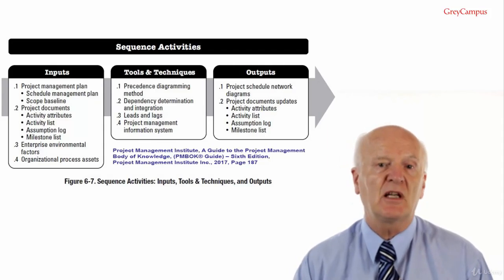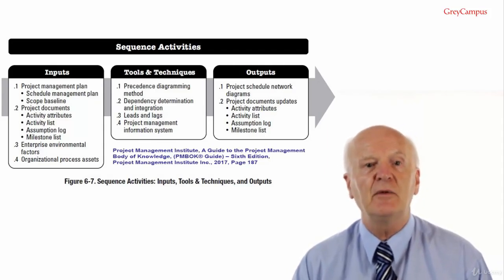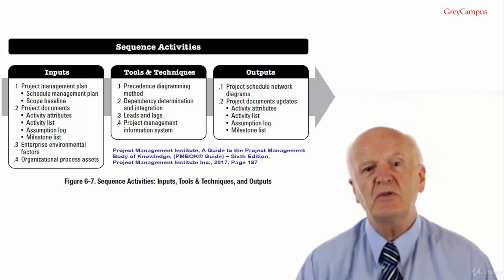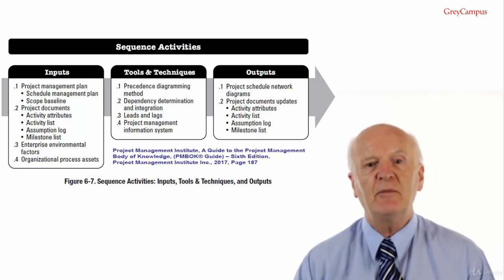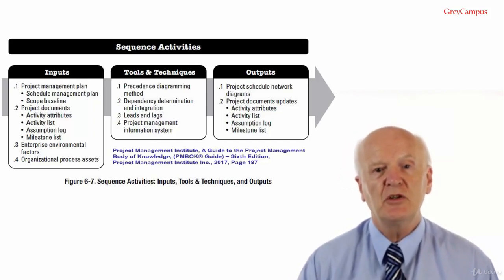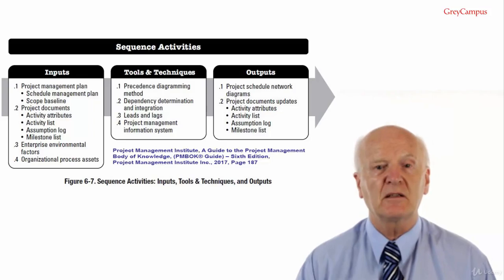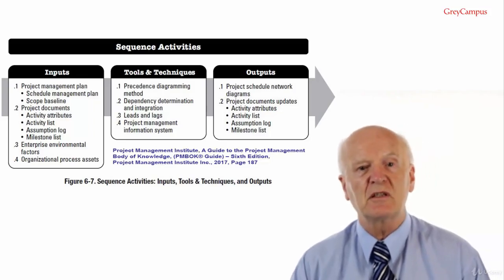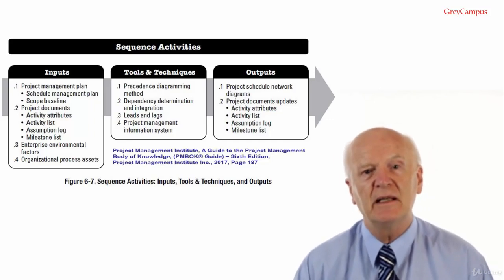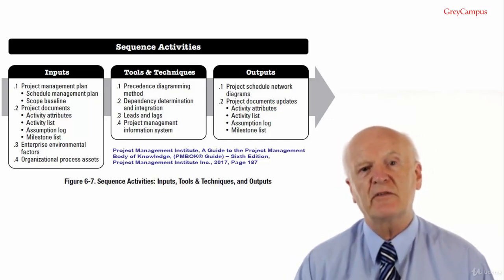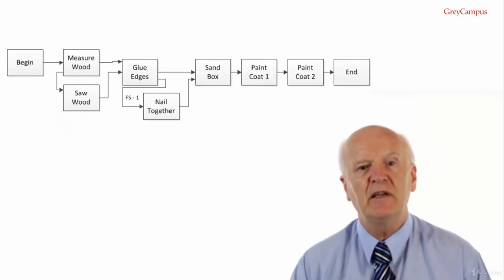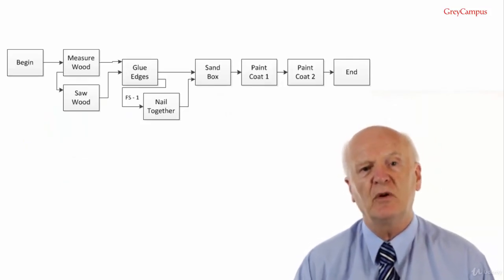A lead is the amount of time a successor activity can be advanced with respect to a predecessor activity. For example, suppose that our box is huge and will take 12 hours to paint and complete. Gluing will take 2 hours and nailing will take another 2 hours. We want to reduce the time by about an hour, so we decide to fast track gluing and nailing, but the glue has to set for 1 hour before it can be nailed. So we show it as a finish to start relationship with a lead of 1 hour.